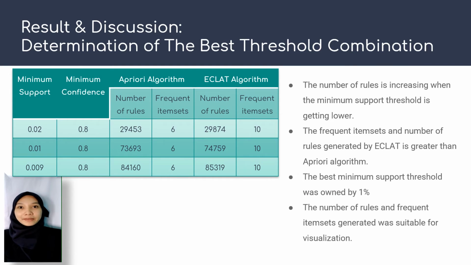To determine the frequent item set, 2%, 1%, and 0.9% minimum support thresholds will be used to generate association rules, followed by a constant minimum confidence of 80%. The combination of the number of rules and the frequent item sets for each algorithm is a measurement to determine the proper result for the best minimum support value.